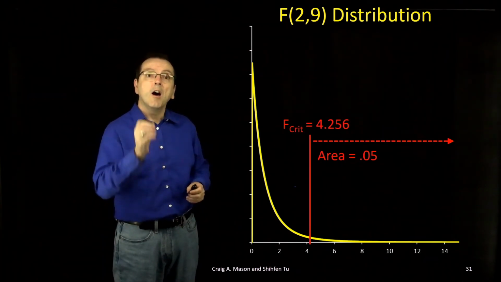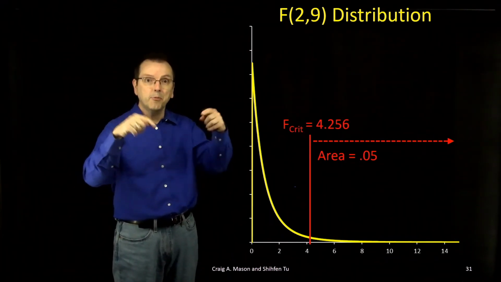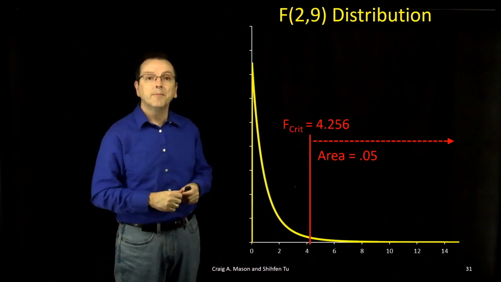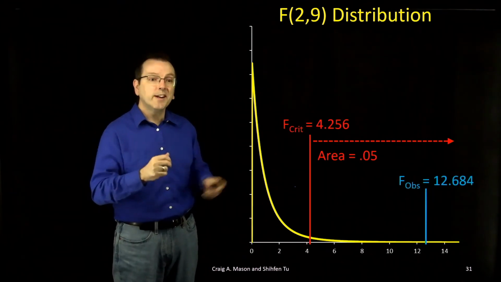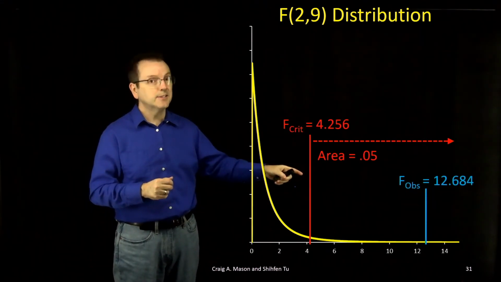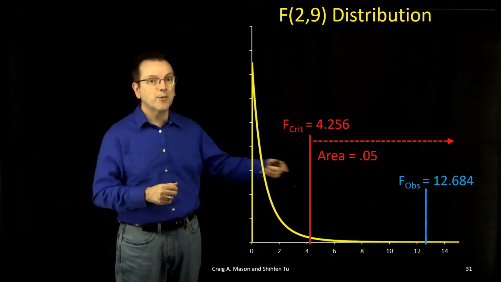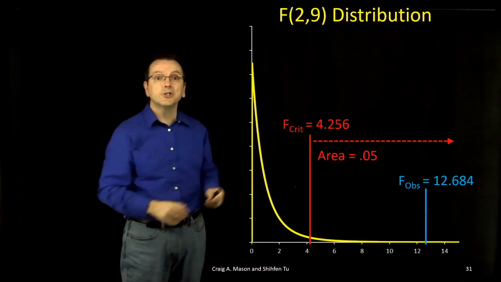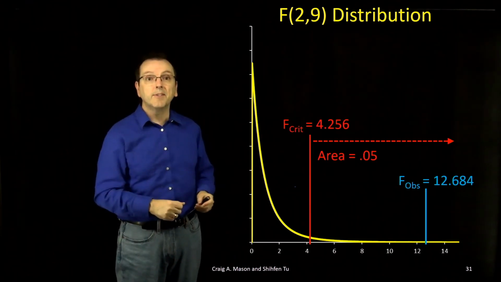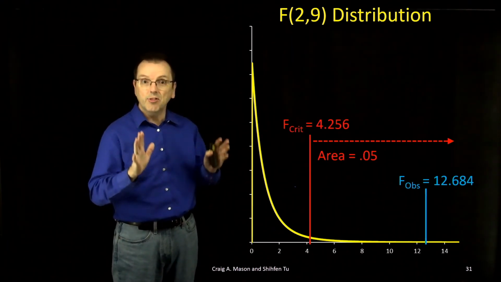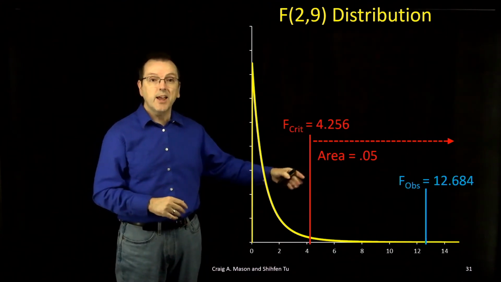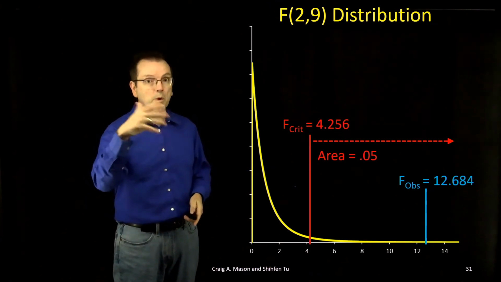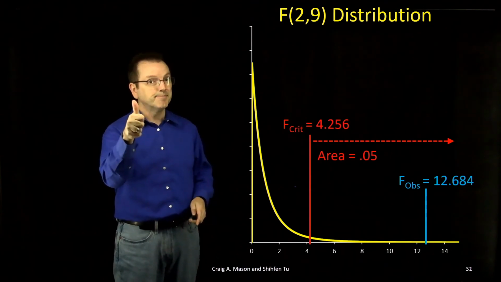In our case, our observed F, the F we obtained in our data, was 12.684. That's more extreme than our critical F, right? It's in that region of rejection. So we know the probability of getting this result, if the null is true, is less than 0.05. We'll reject the null hypothesis.